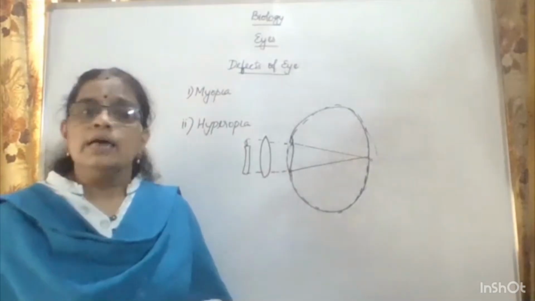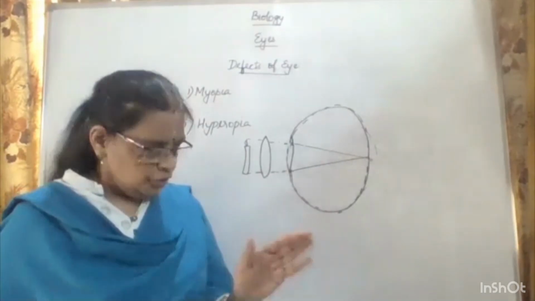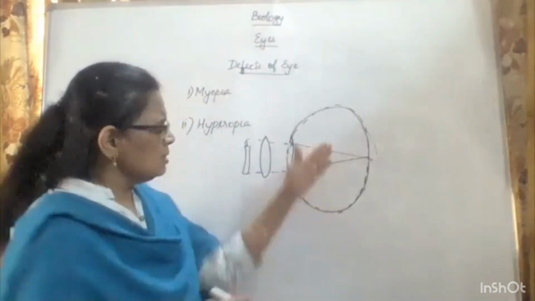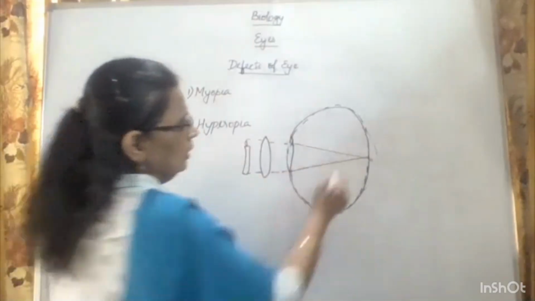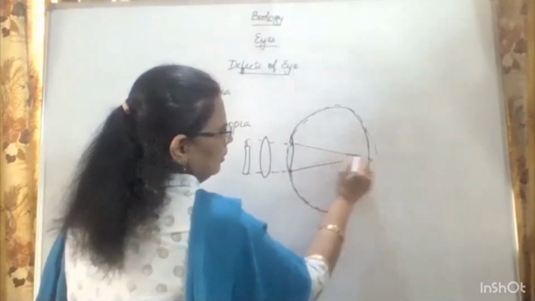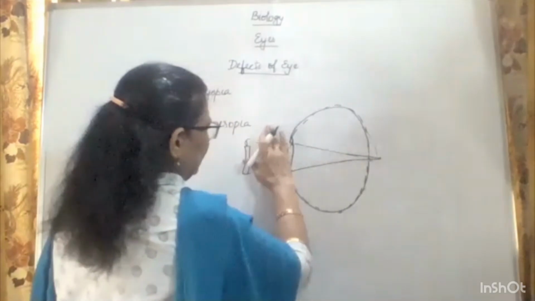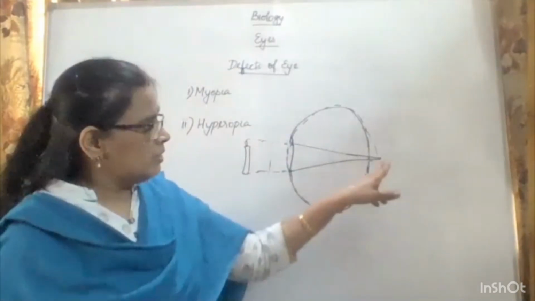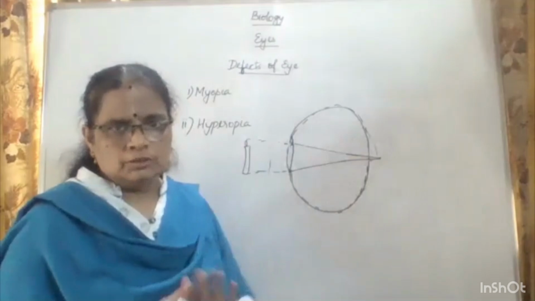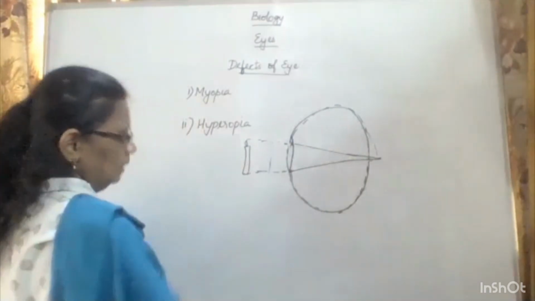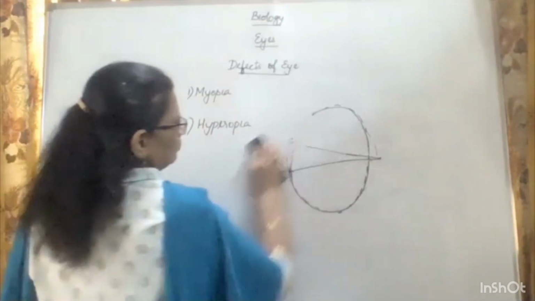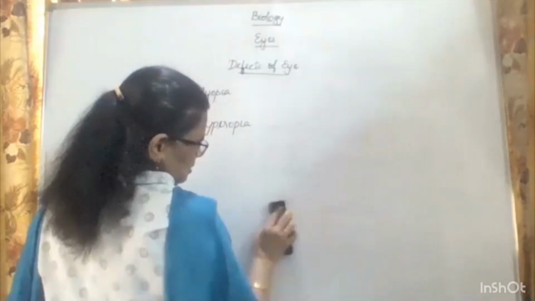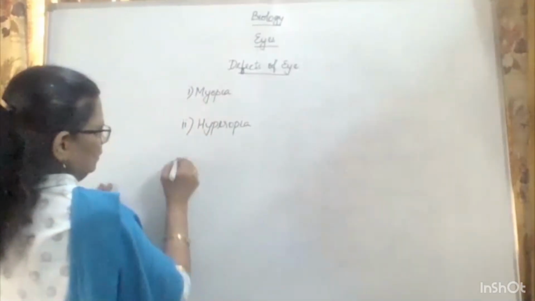This is hyperopia. Right, children? Similarly, for the exam, you'll be given a diagram like this, and you'll be told to identify the defect. You have to identify based on the image location. That's hyperopia or farsightedness.